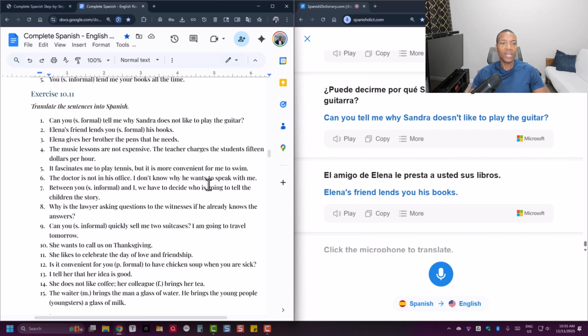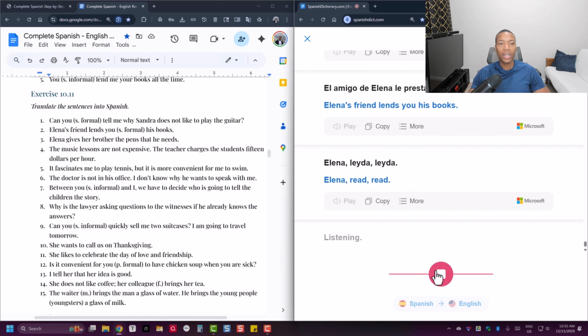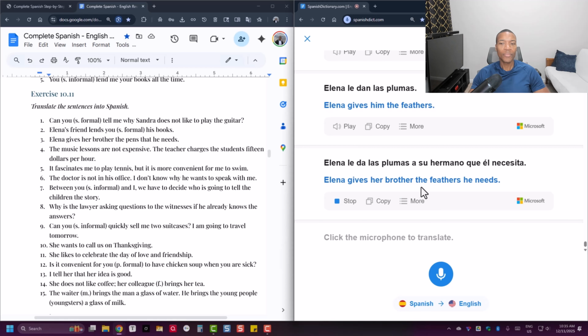Number 3. Elena gives her brother the pen that he needs. Elena le da la pluma a su hermano que él necesita. Elena gives her brother the feathers he needs. Feathers. Okay. Pluma is also pen. I can use that, but anyway.